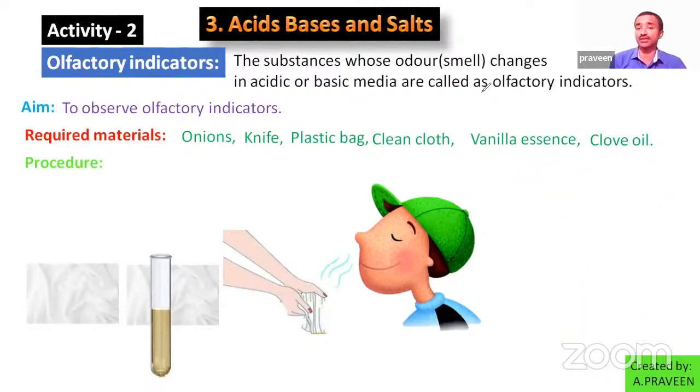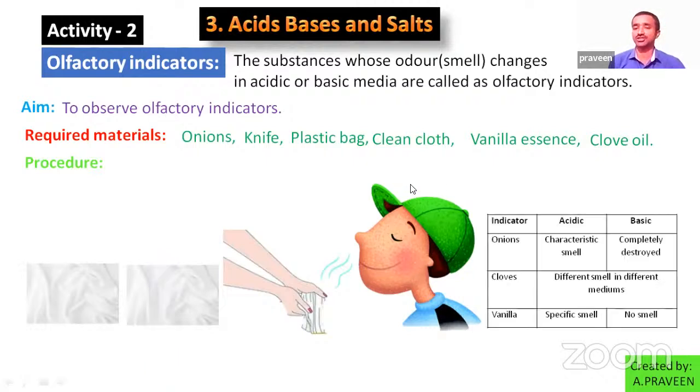What conclusion are you giving? We observed three types of things here: onions in the presence of acidic and basic medium, clove oil in HCl and NaOH, acid and base, and next, vanilla essence in acid and also in base. After completion of the procedure, come to the result. Here, as indicators I used onions, clove oil and vanilla essence, and as acid I used HCl and as base NaOH.